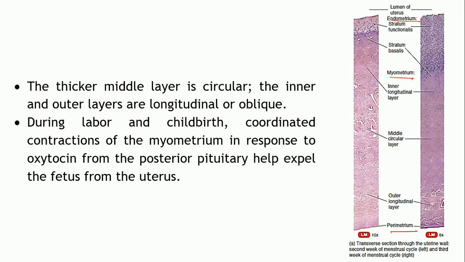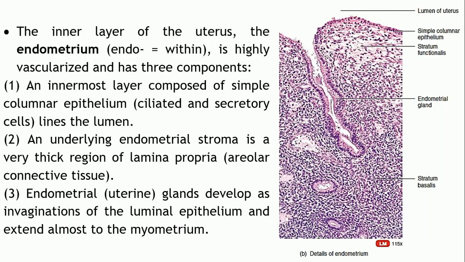There are 3 layers of the smooth muscles I told you, right? The inner layer and the outer layer are arranged in a longitudinal fashion, and the middle layer of the myometrium is circularly placed. During labor and childbirth, it is the coordinated contraction of this particular layer of the uterus which aids in childbirth, that is the expulsion of the fetus from the uterus under the influence of the hormone oxytocin, which is secreted by the posterior pituitary.